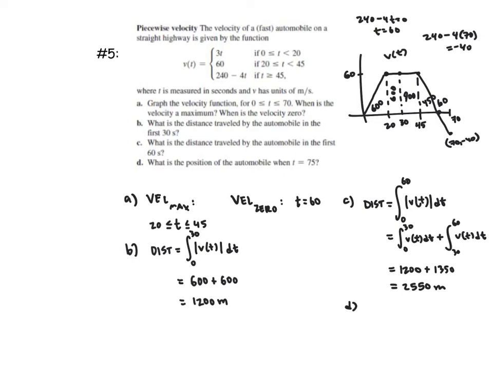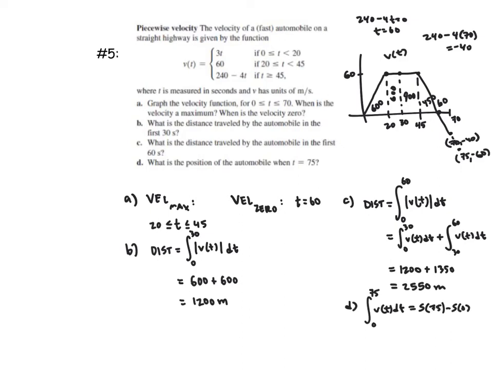All right, let's look at part D. What is the position of the automobile at time t equals 75? Okay, that's not very nice because we only went out to 70. So where would our function be at 75? I think if I plug in 75, it's going to be at negative 60 for its velocity. Okay, so I'm going to find position. That means I'm going to take the integral from 0 to 75 of v of t, that'll equal the position at 75 minus the position at 0.